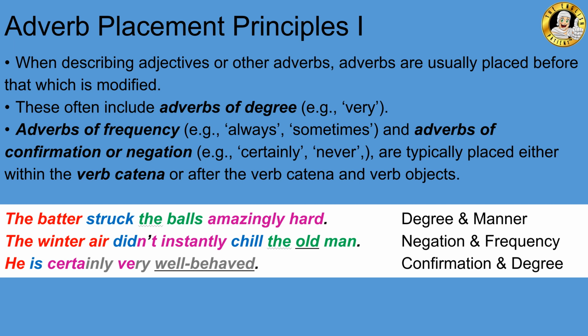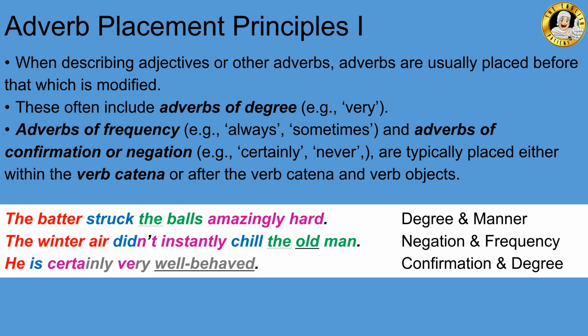The batter struck the balls amazingly hard. Okay, so hard is how the batter struck the balls. So this is actually an adverb which is describing a verb here, the verb struck. And it's telling us how, or the manner in which the balls were struck. And we've placed it after the object, the balls, in this case. Amazingly is describing hard, and it's telling us the degree. How hard? Amazingly hard means really, really hard. The degree in which it was struck.